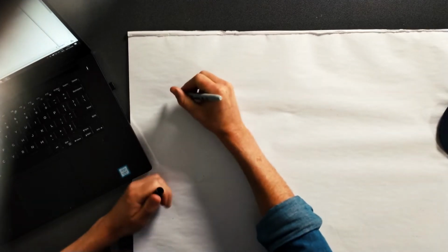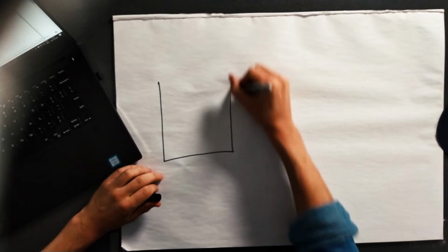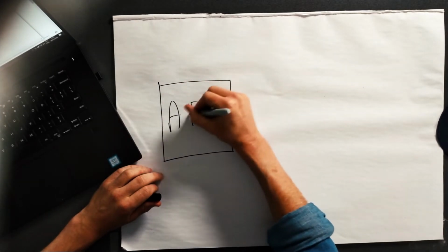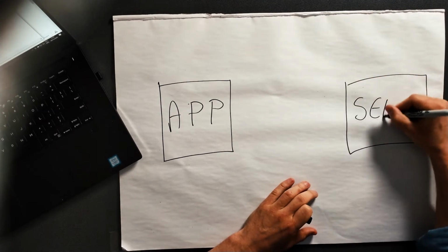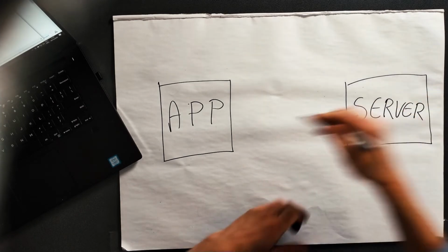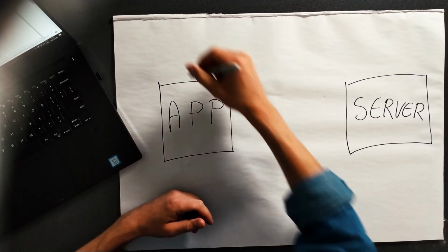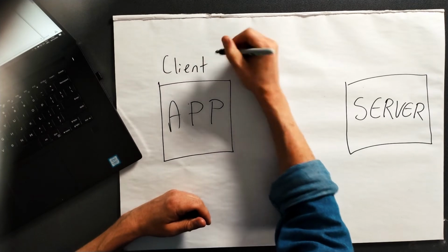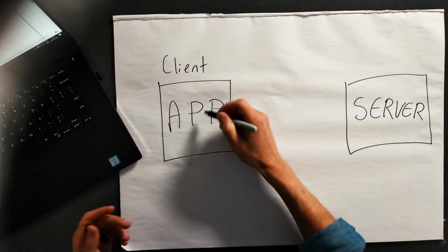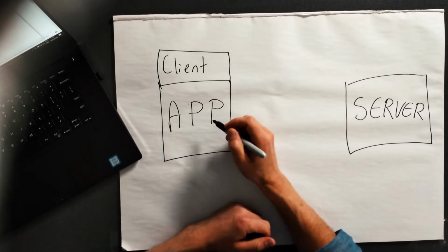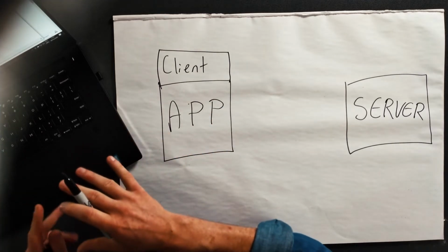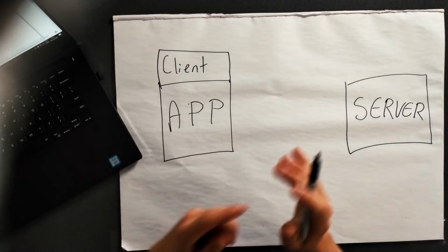Now, let me quickly sketch that up as well. Our application is sitting all the way over here. This is our app. And here is the server. Now, in technical terms, this app here is actually our client. This is the computer that the user is viewing the app on. But I'll just use the term app and client interchangeably. Now, the app has a little bit of programming in it that is requesting certain data from the server.